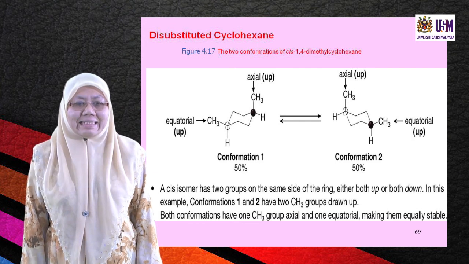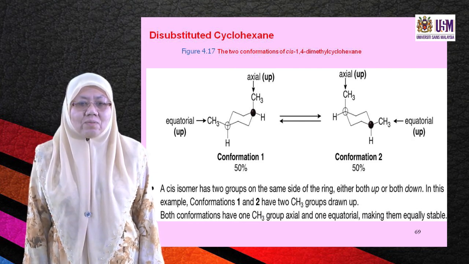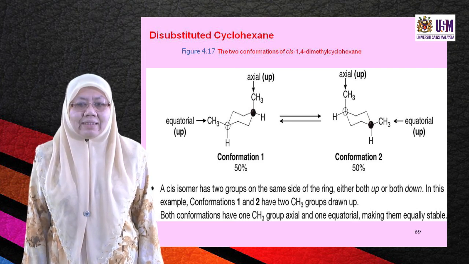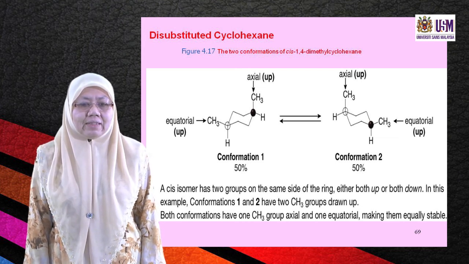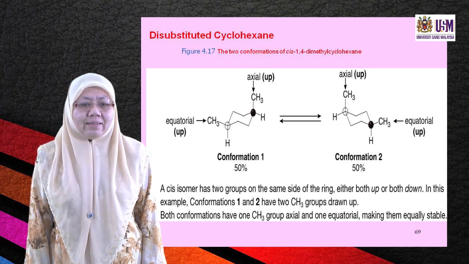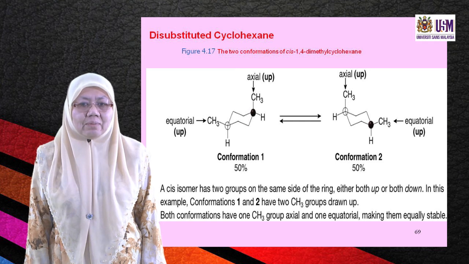cis-1,4-dimethylcyclohexane. A cis isomer has two groups on the same side of the ring, either both up or both down. In this example, conformations 1 and 2 have both the methyl groups drawn up. Both conformations have one methyl group axial and one equatorial, making them both equally stable.